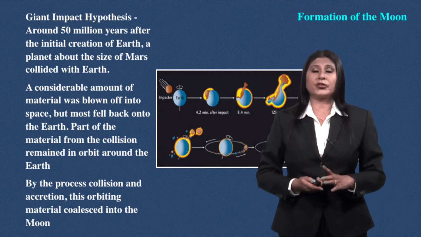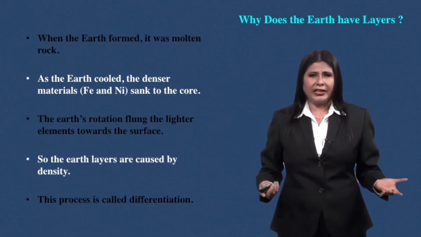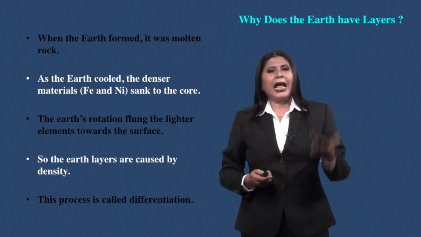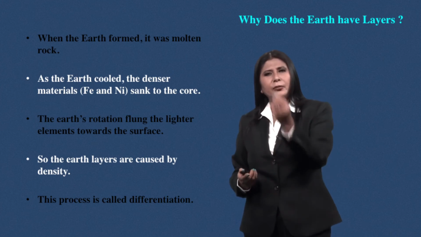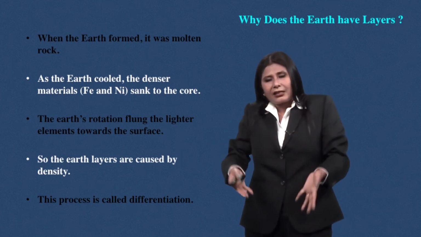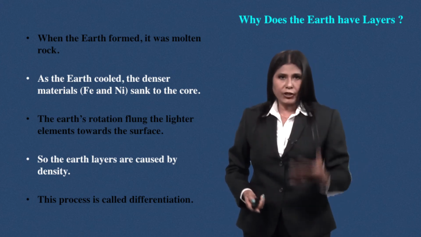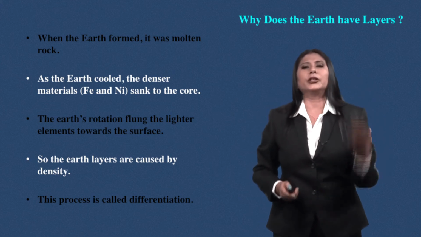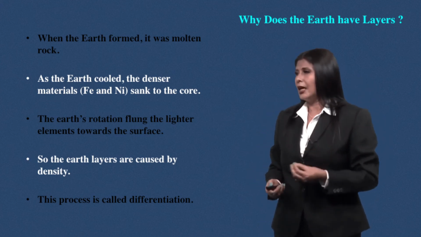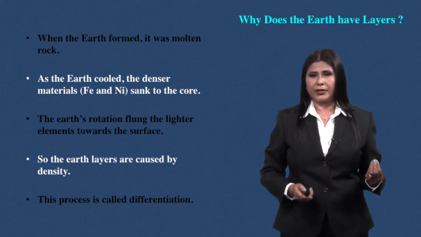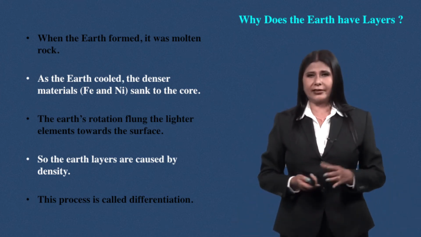We ask this question, why does the earth have layers? When the earth formed, it was molten rock. As the earth cooled, the denser material, that is Fe and Ni, iron and nickel, sank to the core. The earth's rotation flung the lighter elements towards the surface. So the earth's layers are caused by density. The process is called differentiation. So that is simple differentiation that has occurred.